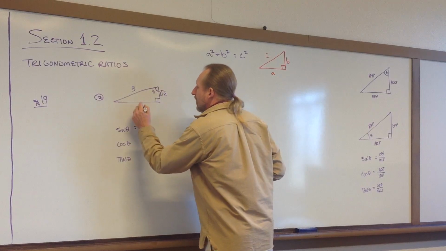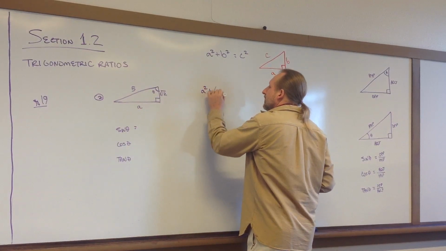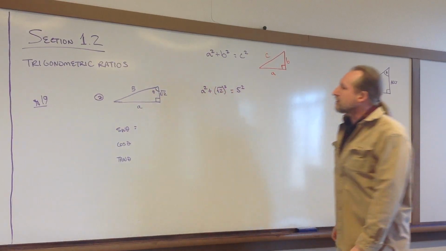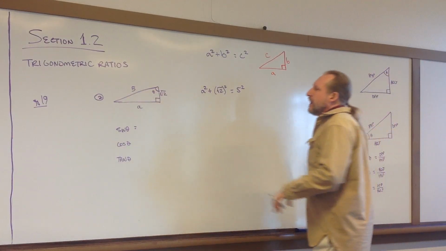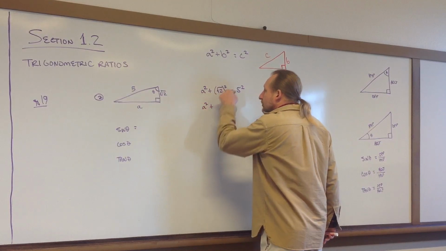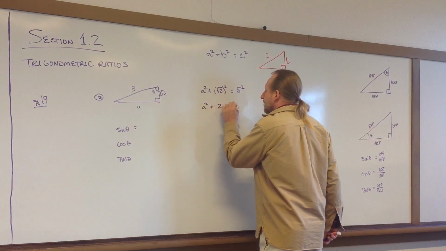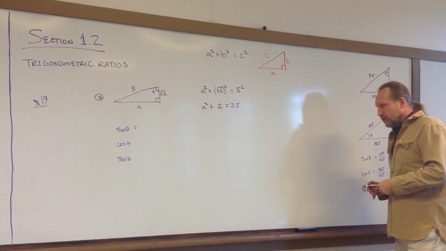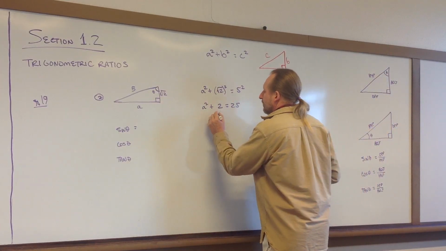Let's say I'll call this A down here. So then we would say A squared plus square root 2 squared equals 5 squared. Okay, so now we've got everything set up, and we can go ahead and solve for the value of A. So this will be A squared. Square root of 2 squared is 2. I mean, you can do that on a calculator, but that also goes back to the definition of a square root.